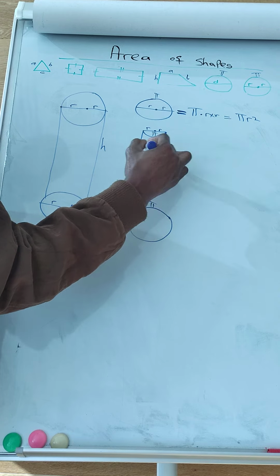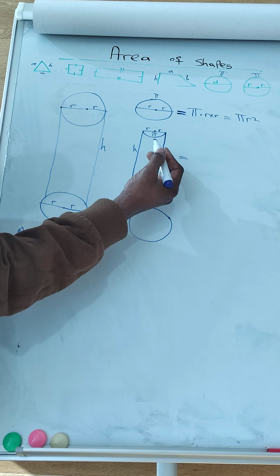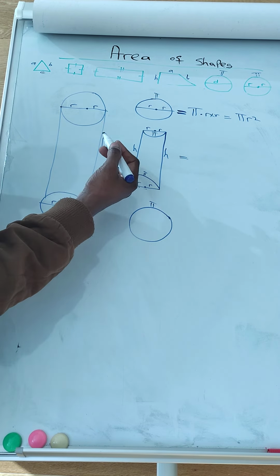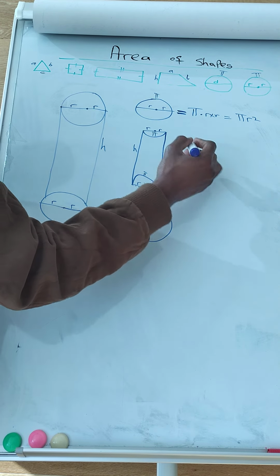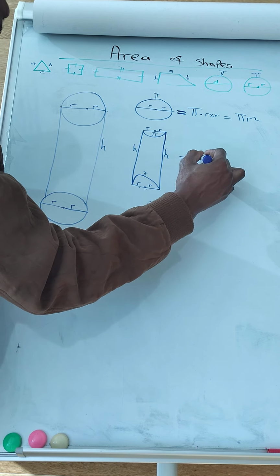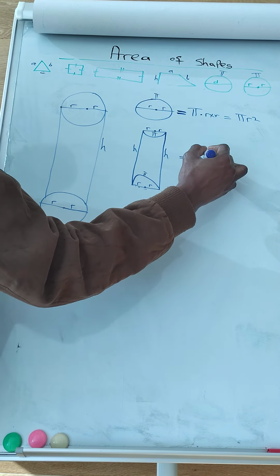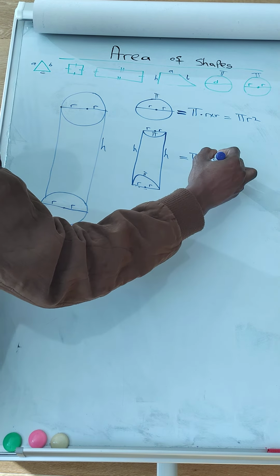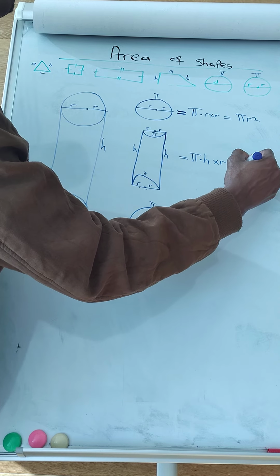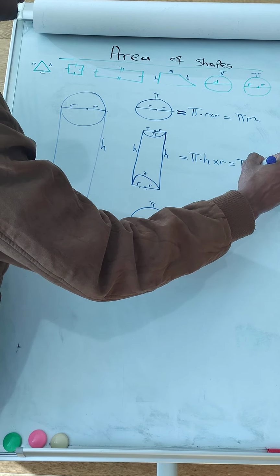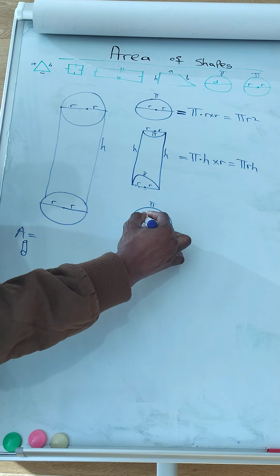For this one that looks like a rectangle, this is height, this is height. So what are you going to do? Length times breadth, that is the perpendicular height times the base. Don't forget, since it has a curve, it will still go with pi. Pi, then the height is h times r. At the end of the day, it will give us pi r h.